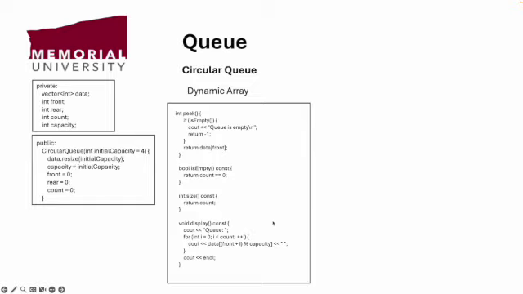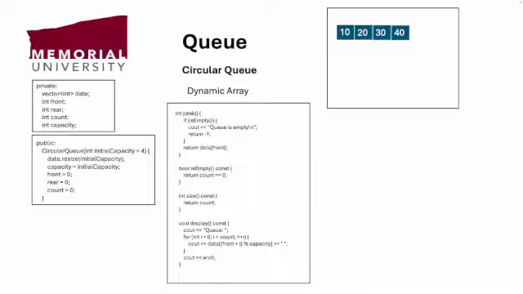Okay, let's go through it. Let's set the initial state, same as the previous one. For peek, it's pretty straightforward: just return the front value of the data. For empty, we just check whether the count is 0 or not. For size, we just return the count.